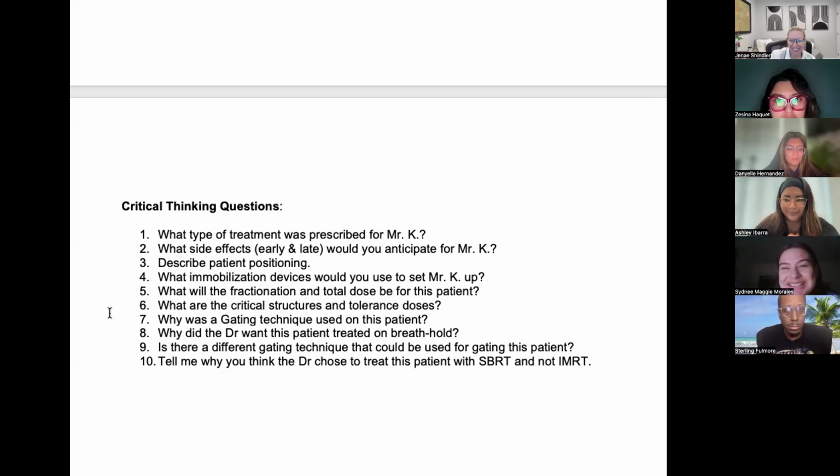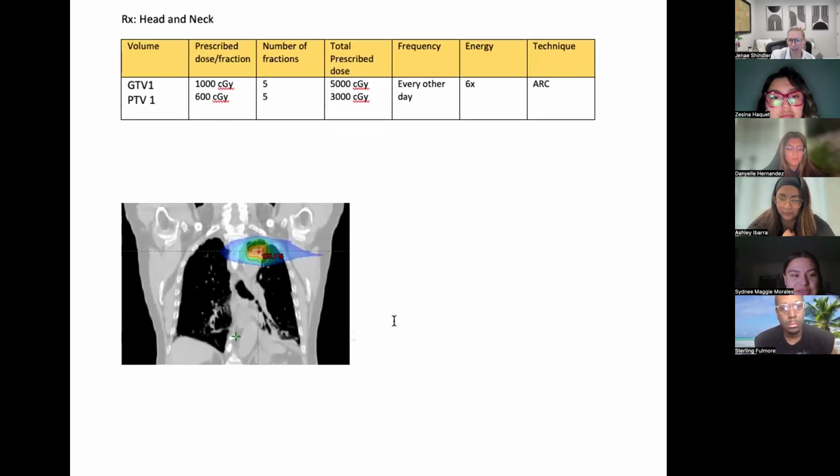Was gating used? Why was gating used on this particular patient? To ensure that we accounted for target accuracy and reproducibility, to ensure that we didn't hit any organs at risk, like the heart.